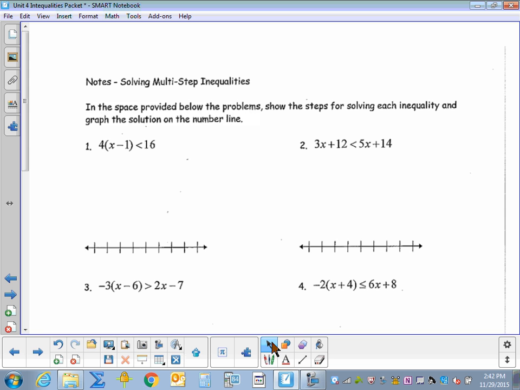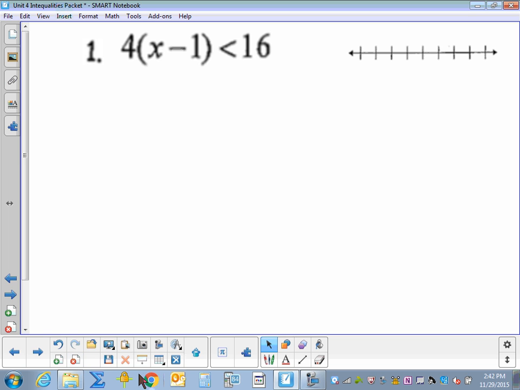Solving multi-step inequalities. In the space provided below the problems, show the steps for solving each inequality and graph the solution on the number line. Number 1, 4 times the quantity x minus 1 is less than 16.